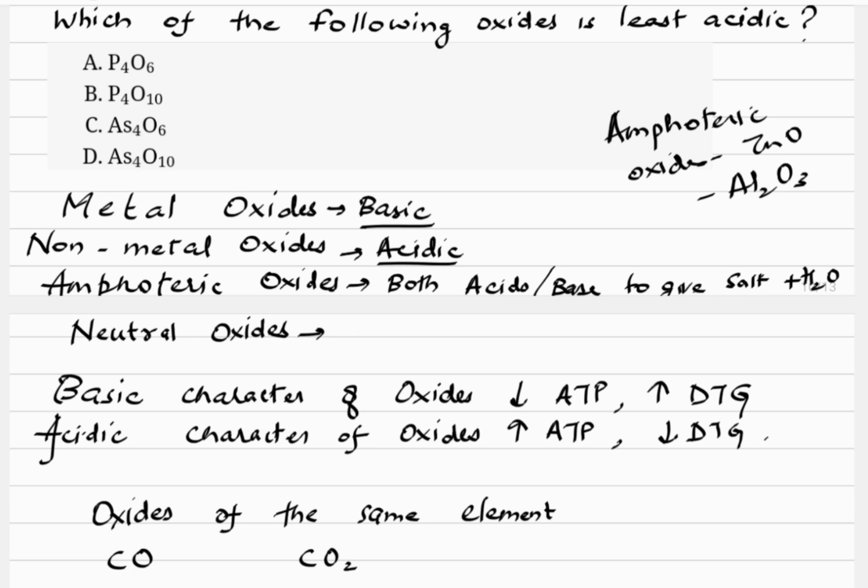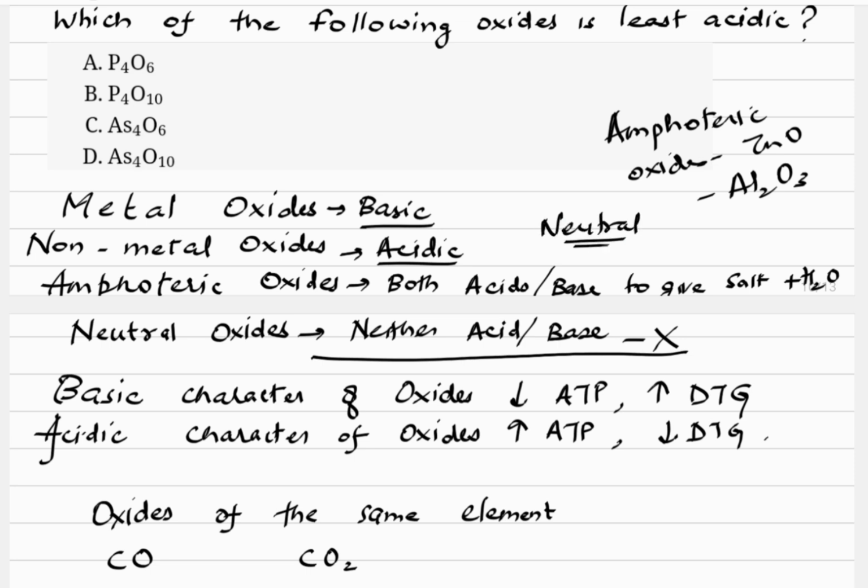Neutral oxides are the ones which react with neither acid nor base. They don't react with any of them to give salt and water, so they are called neutral oxides. Examples of neutral oxide would be water, carbon monoxide, and lower oxides of nitrogen, that is N2O. No, not NO2, N2O.